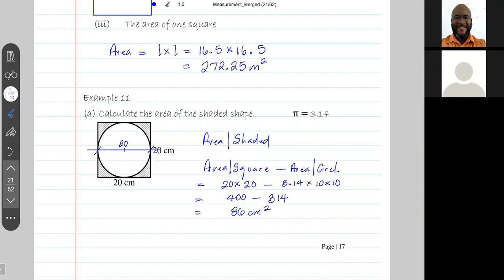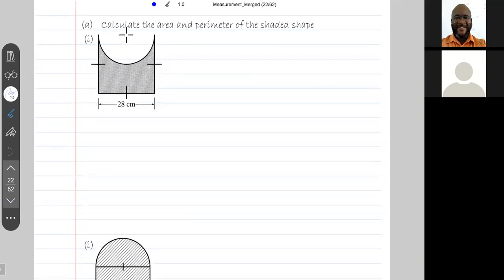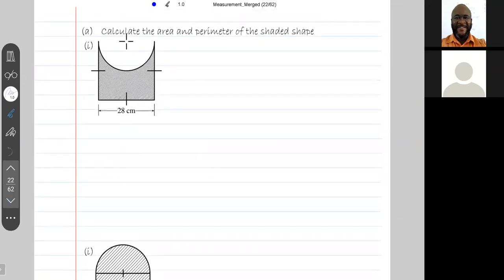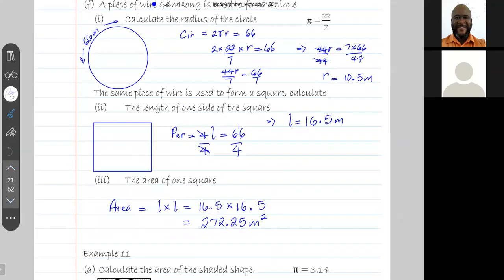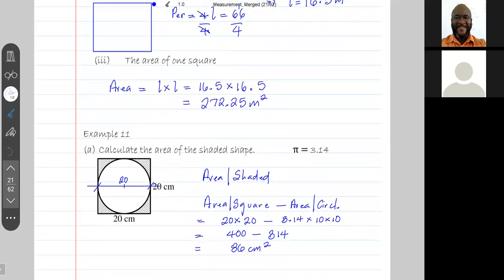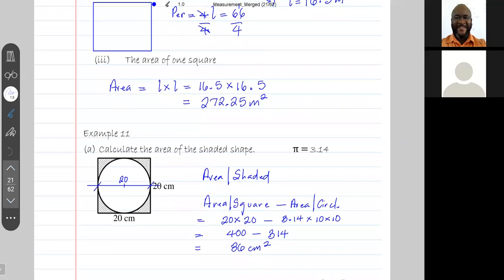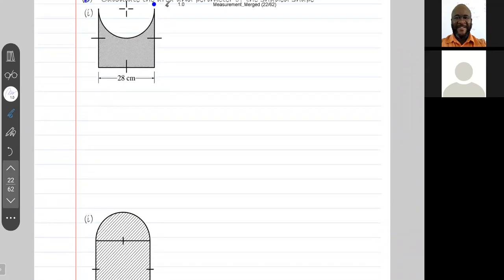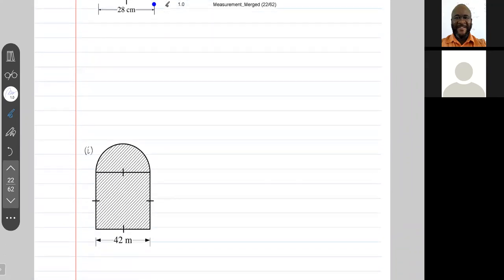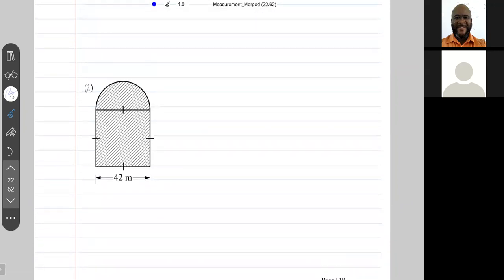All right, let's have a look at another question. So this says A, and then we turn the back and it says A again. So this should actually be B. So for B, we need to calculate the area and perimeter of the shaded shape.